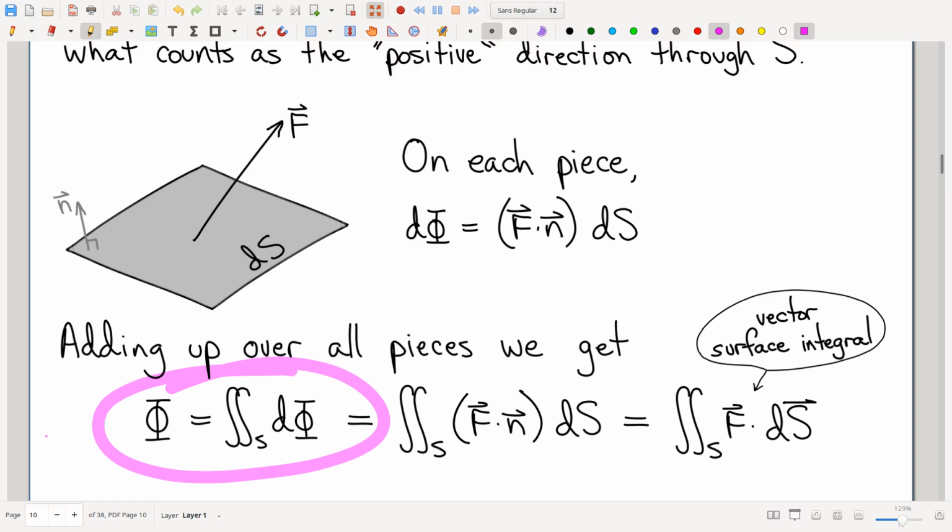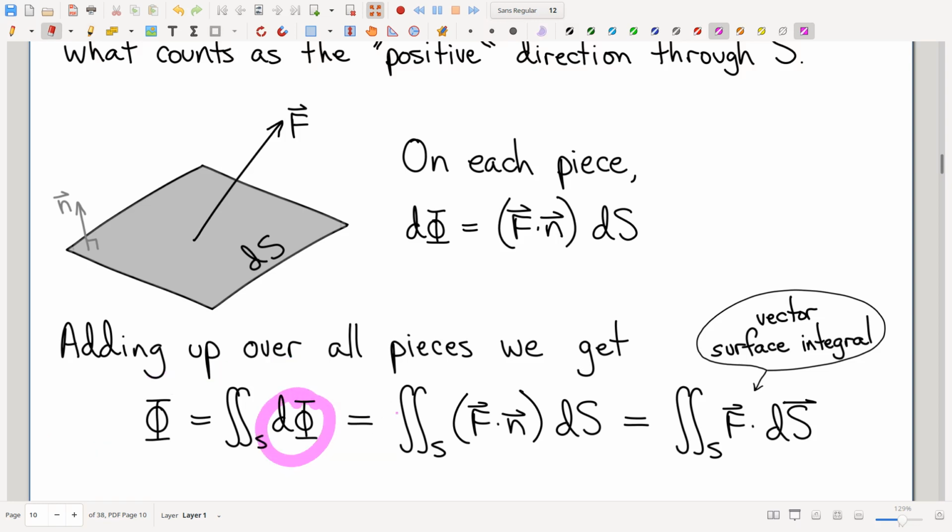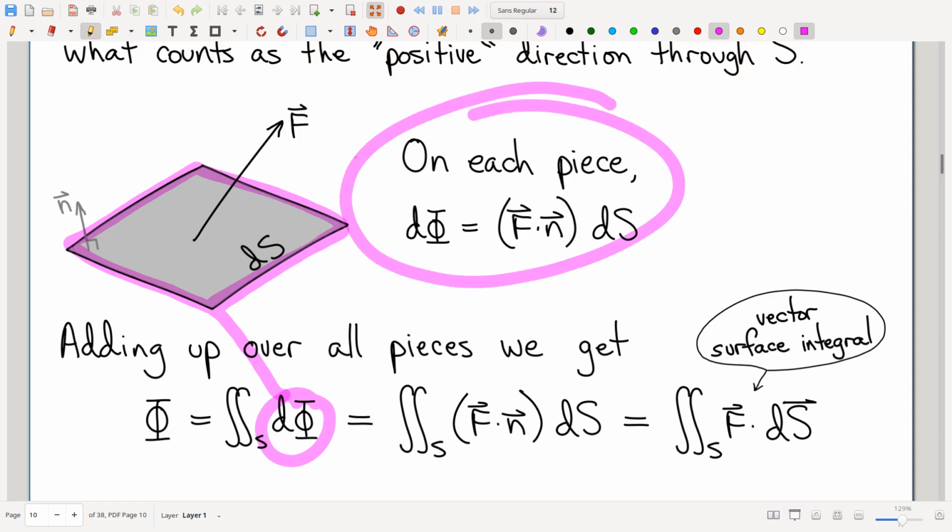So that's all this says right here, is that the total amount of flux is the sum, adding up over all the pieces of the surface, of the little pieces of flux through each little piece of surface. So for example, this d phi says, how much, grand total, over that entire piece of surface, how much flux is there?